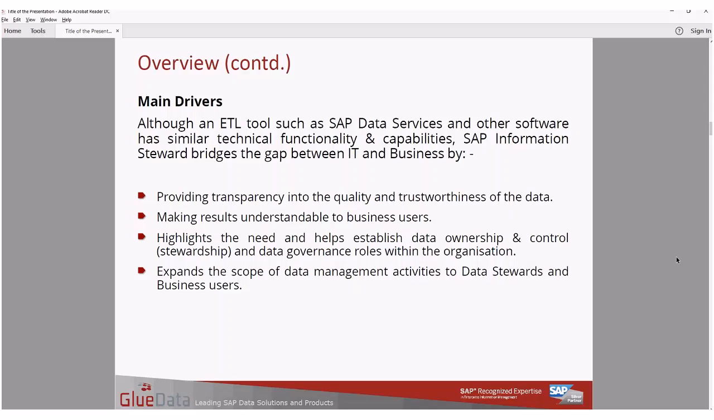IS aims to also make the results understandable to business units. It rolls everything up to a high level and shows you your score across whatever it might be, a department, a data object, specific label.